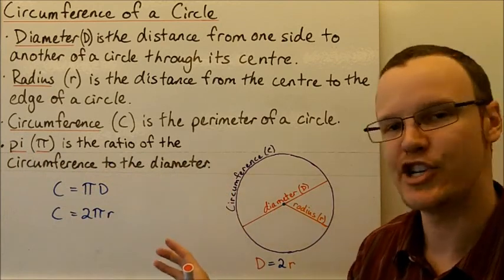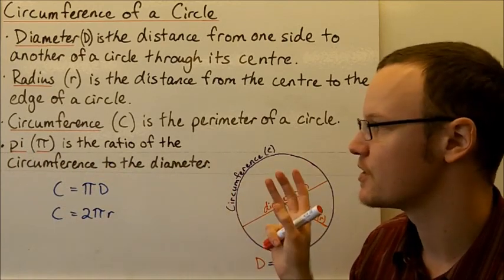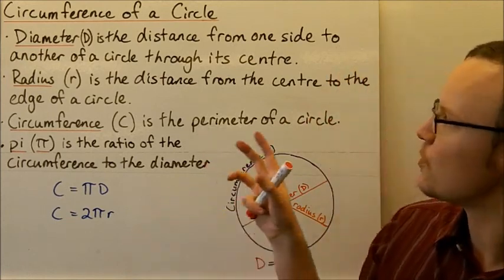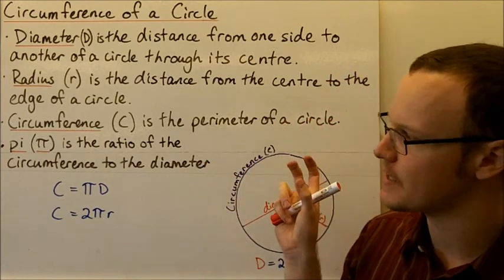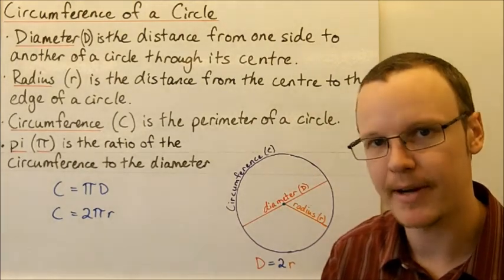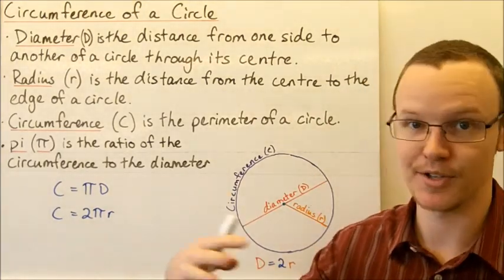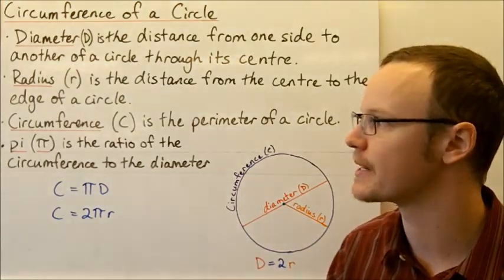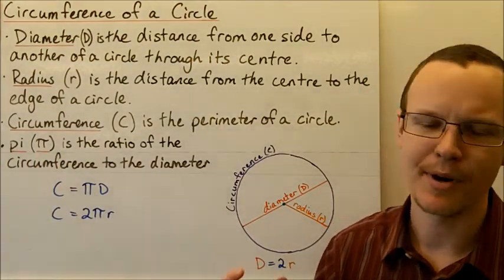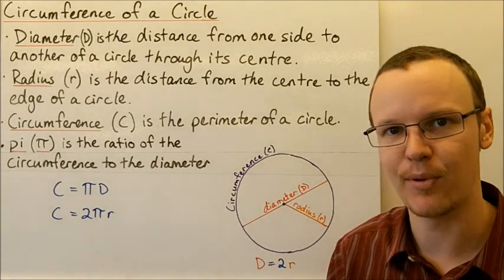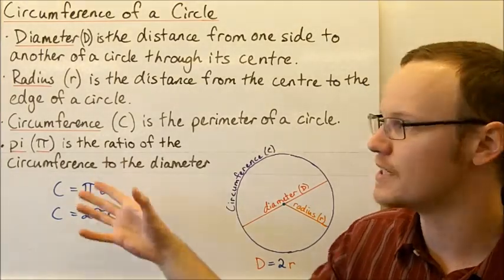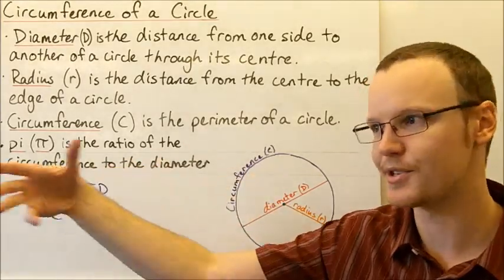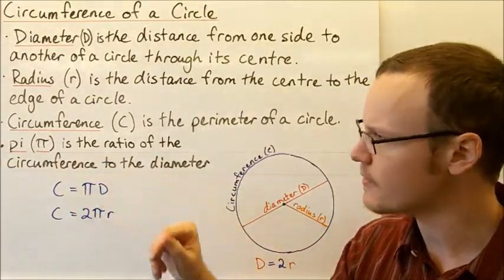Pi is the ratio of the circumference to the diameter. You might have heard the word pi before. It is what's called an irrational number. That means it's a decimal that goes on for a very long period of time, but it doesn't repeat itself. It keeps going and going and going. And this particular number pi, you might have heard it approximated to 3.14, but in reality, it's a decimal that doesn't repeat, but goes on forever and ever.